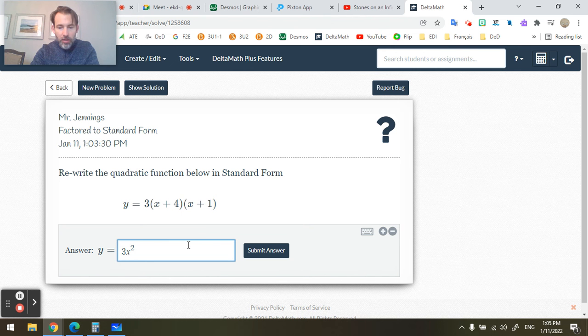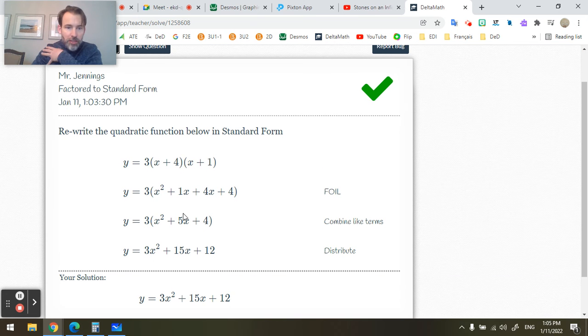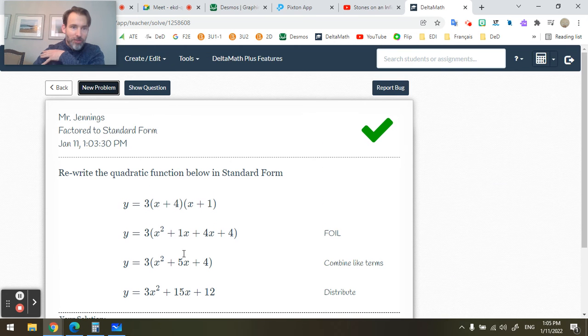Okay, and then I go ahead and type that in: 3x squared plus 15x plus 12. Yay, and it's right. And then you go ahead and look and see, does that match? Yes, it matches. Okay. That's how you do those.